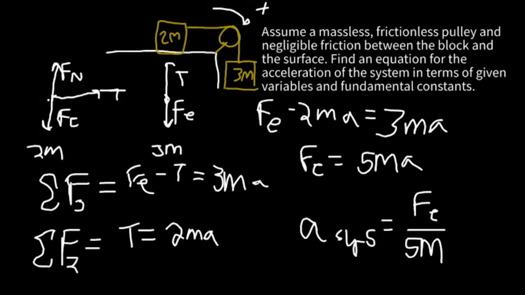Alright, so we know the force of the earth is equal to the weight of that block. So we can just substitute in 3mg, the m's cancel, and you can replace this with the acceleration of the system as being 3/5 of gravity.